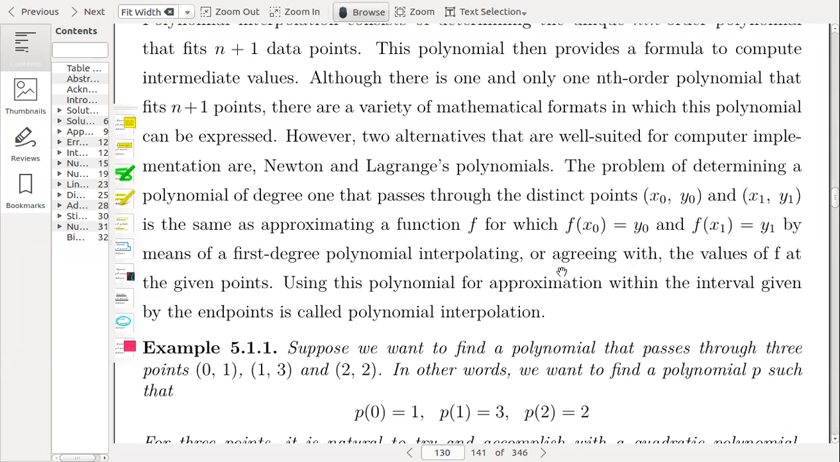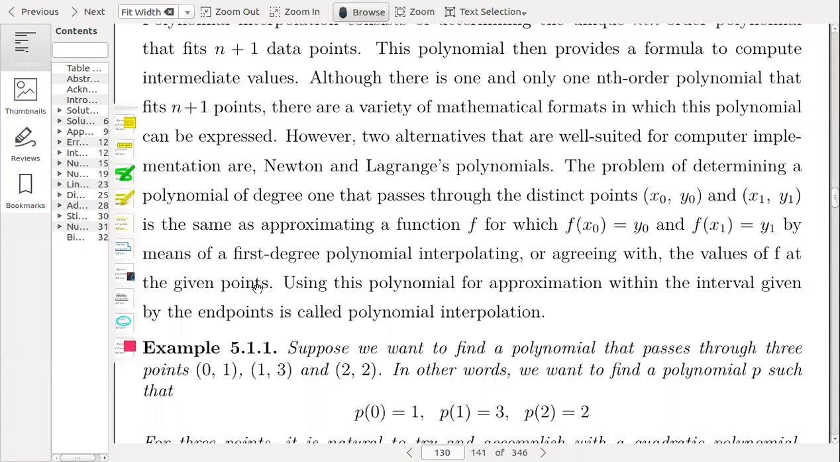So it means the problem of determining a polynomial of degree 1 that passes through 2 distinct points is the same as constructing a one-to-one function passing through the same points. Okay, a one-to-one function means, by means of a first degree polynomial, interpolating or agreeing with the values of f at the given points.